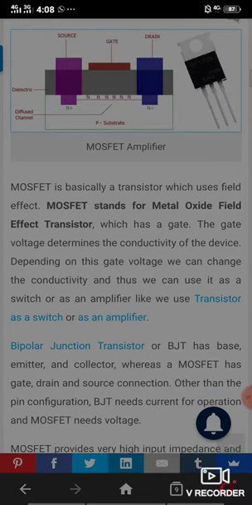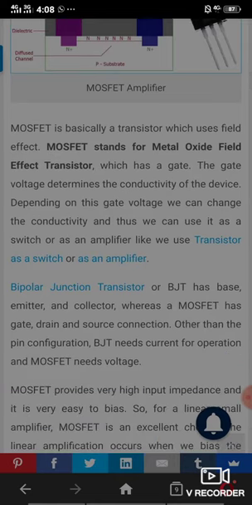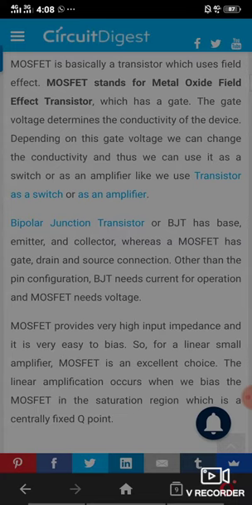A BJT has base, emitter and collector, whereas a MOSFET has gate, drain and source connections. Other than the pin configuration, a BJT needs current for operation and a MOSFET needs voltage. MOSFET provides very high input impedance and it is very easy to buy. So for a linear small amplifier, MOSFET is an excellent choice.